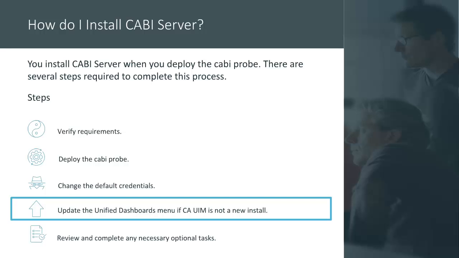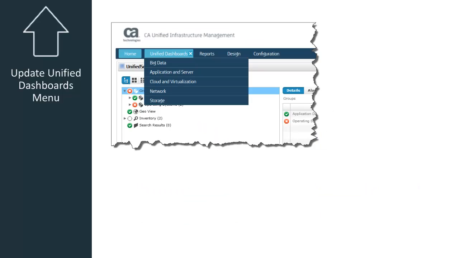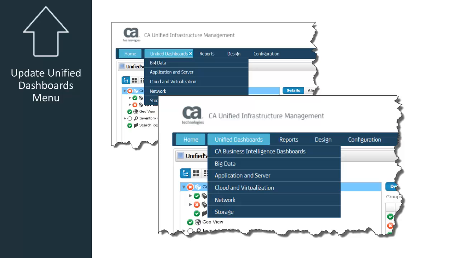Now, depending on your environment, you might or might not need to update the Unified Dashboards menu. This step is required if your CA Unified Infrastructure Management environment was upgraded from an earlier version. Because CA Unified Infrastructure Management was upgraded, the LifeWare archive files that generate the Unified Dashboard menu items in UMP are not automatically updated. You can see here that there is no menu option for the CA Business Intelligence dashboards. Once an administrator updates the LifeWare archive files for each user or user group, you will be able to see the new CA Business Intelligence dashboard items.